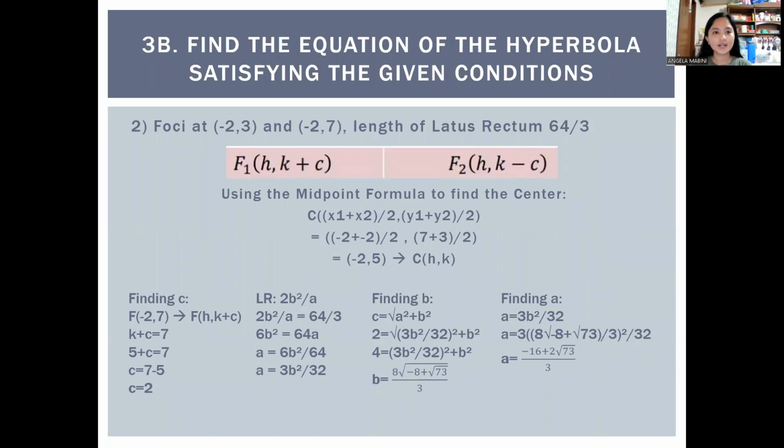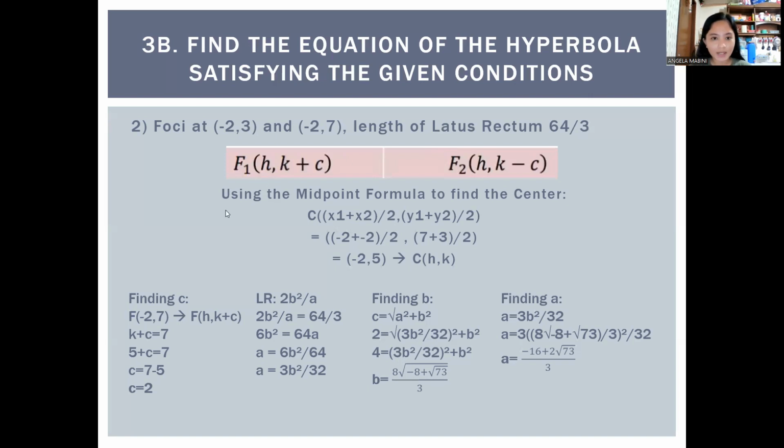So let's answer exercise 3B. Find the equation of the hyperbola satisfying the given conditions. Number 2, foci at negative 2, 3, and negative 2, 7, length of latus rectum is equals to 64 over 3. So this is the equation or yung representation ng focus kapag ang ating center is h, k.